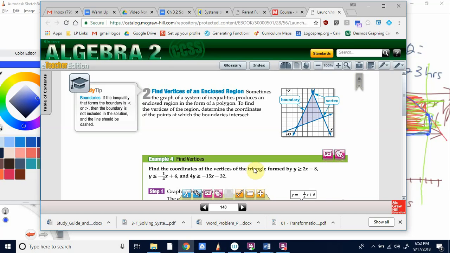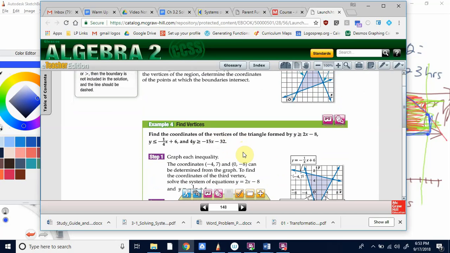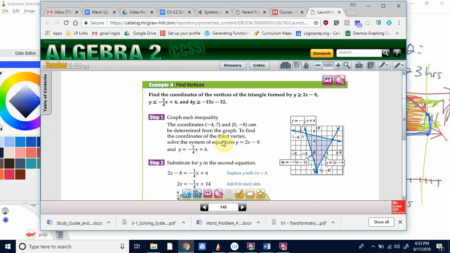It says find the coordinates of the vertices of the triangle formed by y greater than or equal to 2x minus 8, y less than negative 1/4 x plus 6, and y greater than or equal to negative 15x minus 32. So first of all, we're going to graph them, and they graphed them for us. There's 3 equations. In order to graph them, they must be in slope-intercept form. This particular one wasn't. They had to reformat by dividing. They haven't yet, but we need to divide this by 4 to solve for y. So they've graphed the 3 for us already, and we can clearly see they tell us that this coordinate is negative 4, 7, and this coordinate is 0, negative 8.